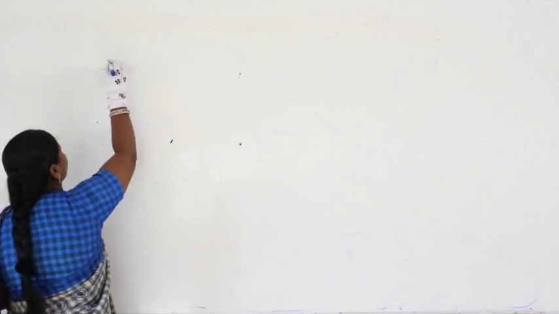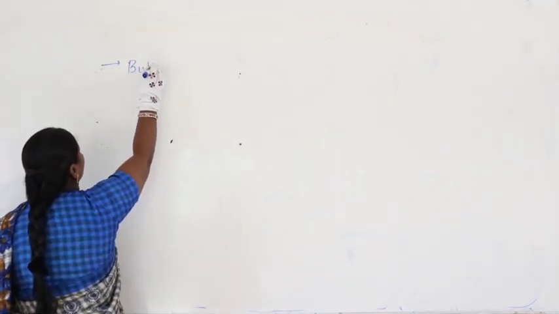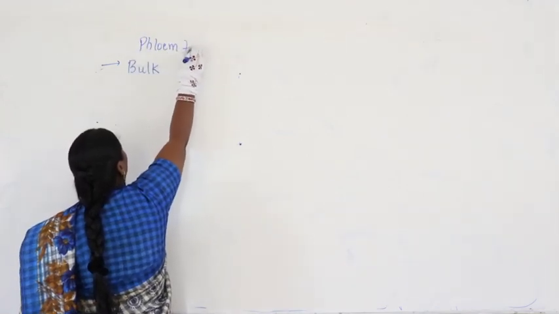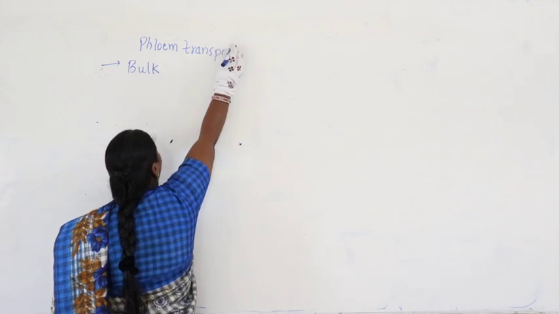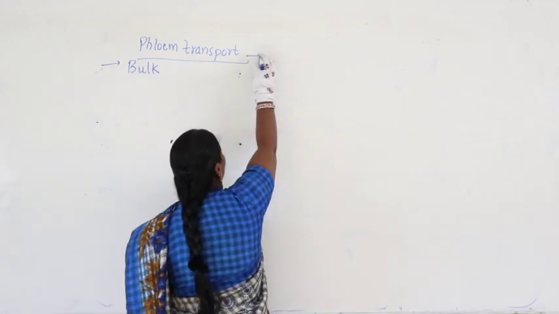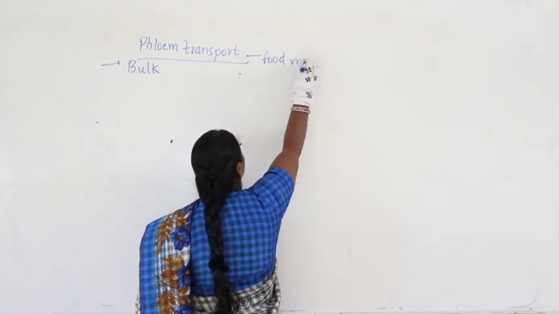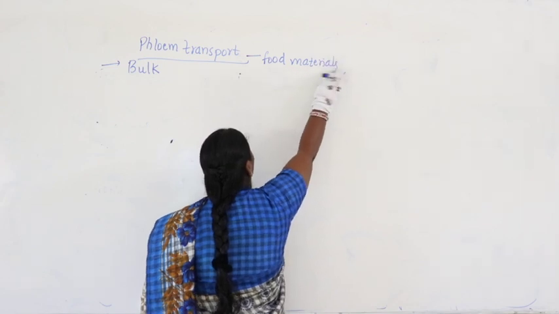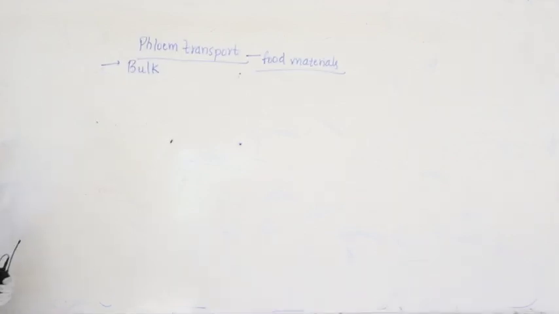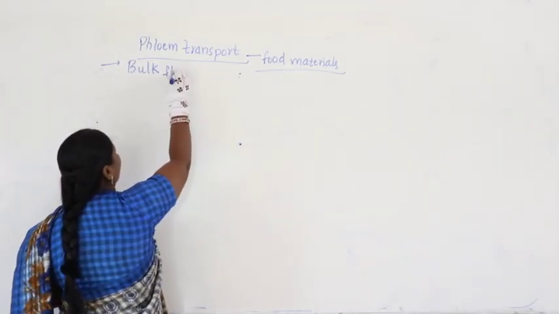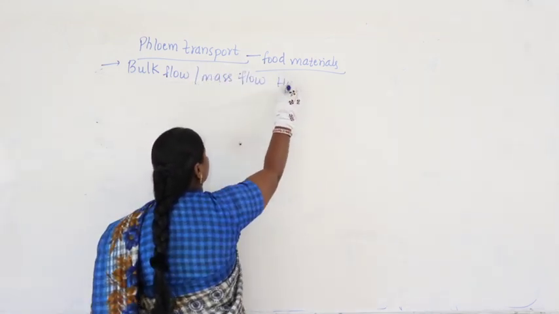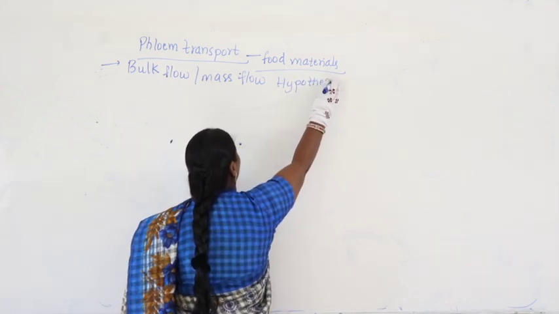Now, let us study about bulk flow or transport, phloem transport. Let us continue our discussion with phloem transport. In the phloem, what gets transported? There is a transport of food materials. How are food materials transported? Not in small quantity, they get transported in large quantity. That's why we call it bulk flow, or it is also called the mass flow hypothesis.